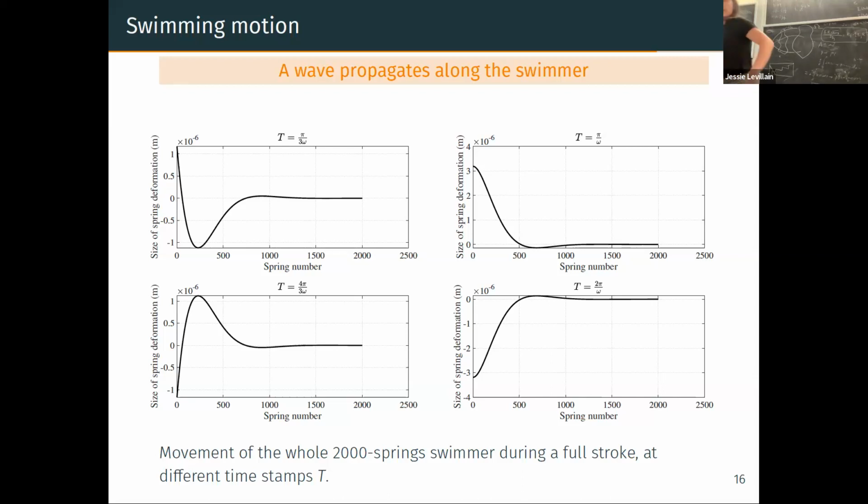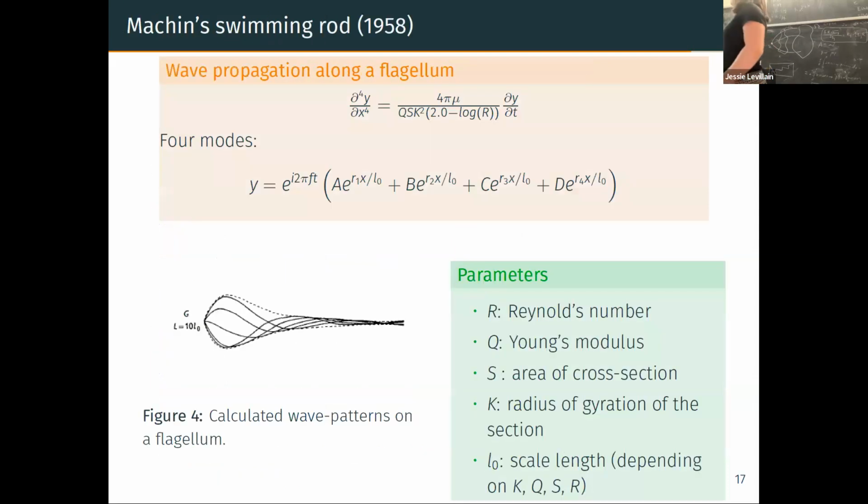So actually, this made us think of Machin's swimming rod, which was introduced way earlier. Machin tried to write the equations for an elastic rod that was swimming. He found 4 oscillating modes for his system, but he also saw that his system wasn't swimming very efficiently. Again, he had a propagating wave that was being attenuated after less than a wavelength. And what he concluded from this is that we needed some form of activation along the rod, or in our case, along our springs, to actually get the oscillation along all the tail.